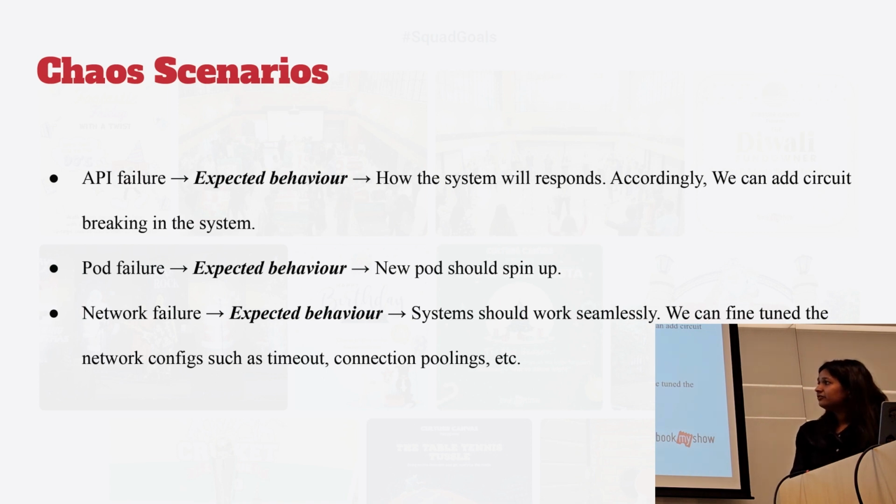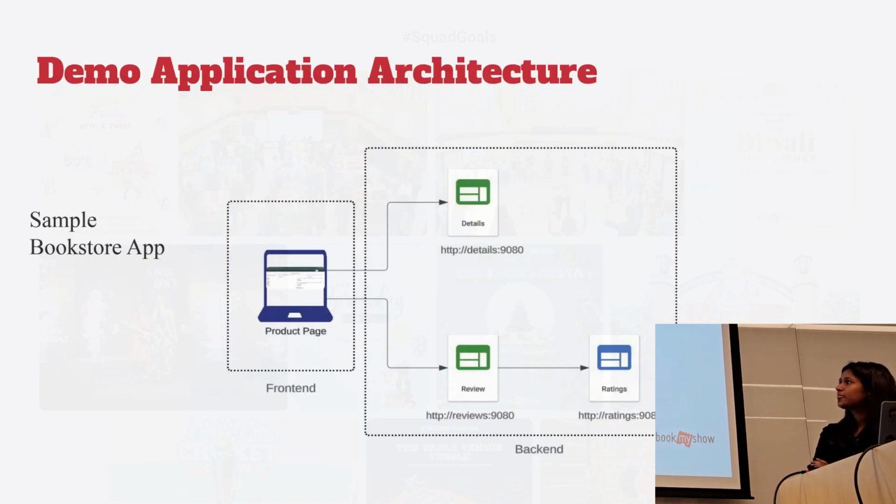But then we will come to know that in case there is a network error in between my system, I need to implement certain sorts of timeouts in the system. I need to have connection pooling in my system in order to make sure that whenever there are such kinds of errors, your system responds back with the solutions that you have implemented using chaos engineering, and then your system should be able to at least work seamlessly without impacting the customers.